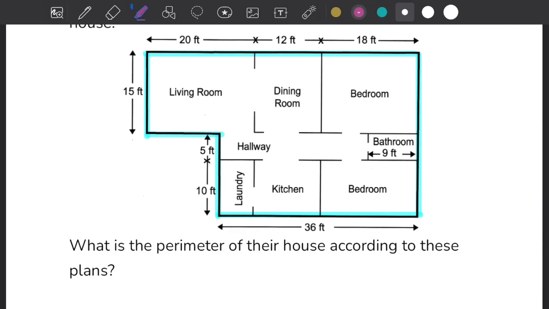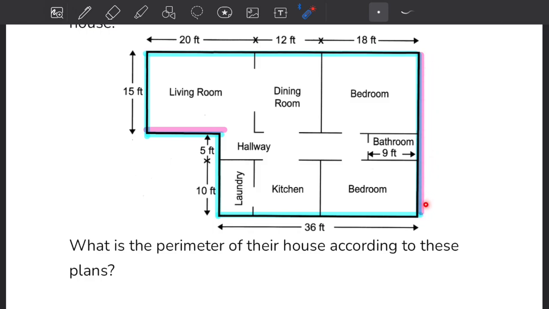So let me highlight the ones that we will need to figure out. It would be this one right here and this one right here. Once I know what those numbers are, to calculate the perimeter, I'll just have to add all these numbers to find the perimeter. Okay, so let's start with, say, this one right here.